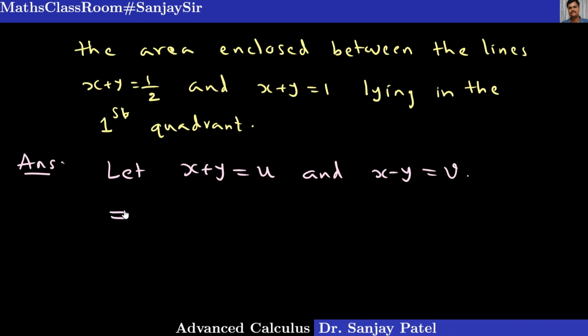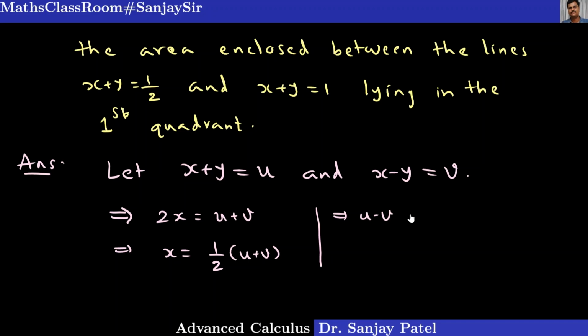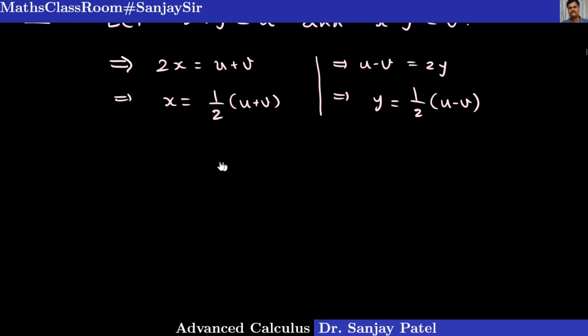So adding these two, we get 2x is equal to u plus v, as y will be cancelled, which implies x is equal to 1 by 2 times u plus v. Also, if you take the subtraction u minus v, x cancels and you will get 2y. So therefore, y is equal to 1 by 2 times u minus v. So we have expressed x and y as functions of u and v. Now the next step is we find the Jacobian.